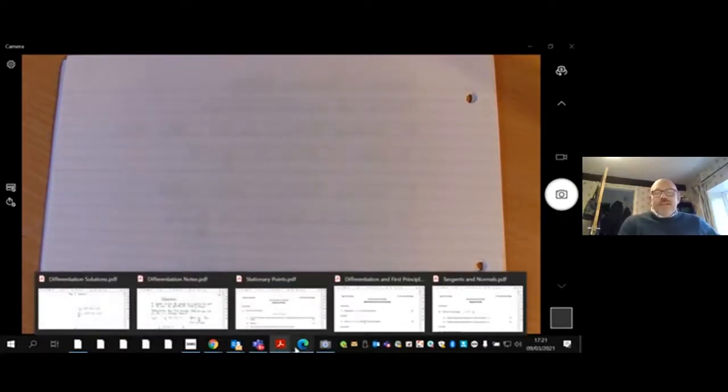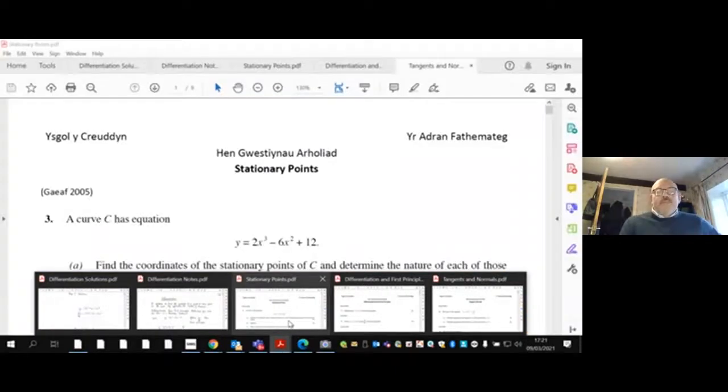The other thing I'll say is, where have I got the lesson from? I sat down with a blank piece of paper and I thought, well, I use these three documents here. These are all from Mathmateg, and I talked about Mathmateg last week. If you haven't been on it, go on it.